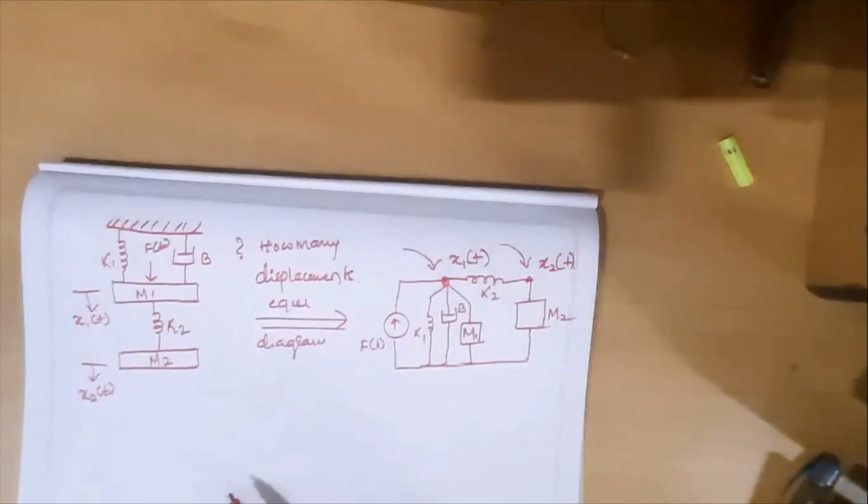So question yourself, why is K2 like that? Why is it not parallel to M2? Why are X1 and X2 connected? Why are all elements not in parallel? Why are they not in series? That's also a good question you can ask yourself. Why are K2 and M2 not in series?